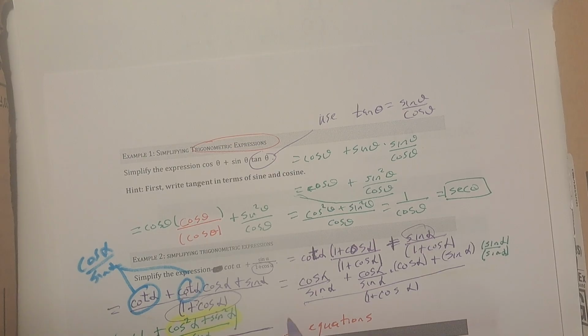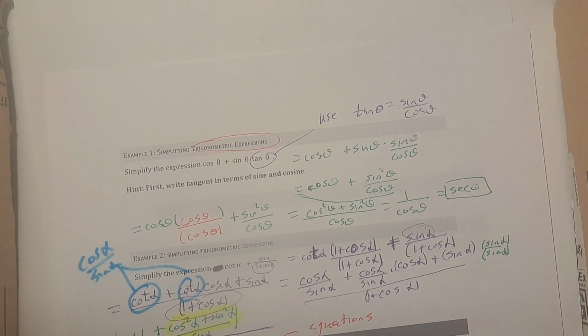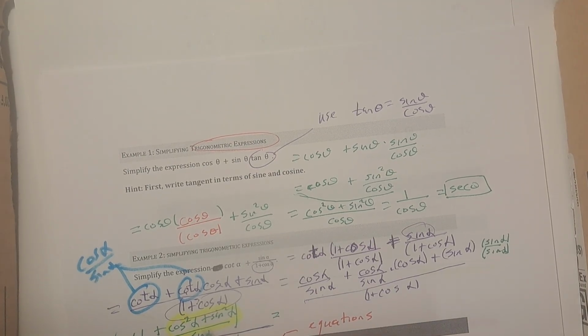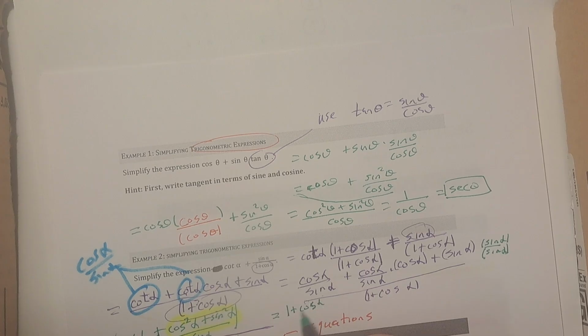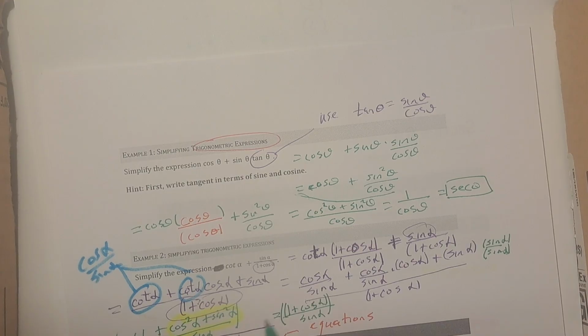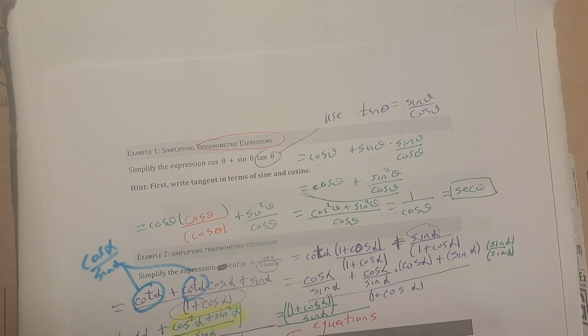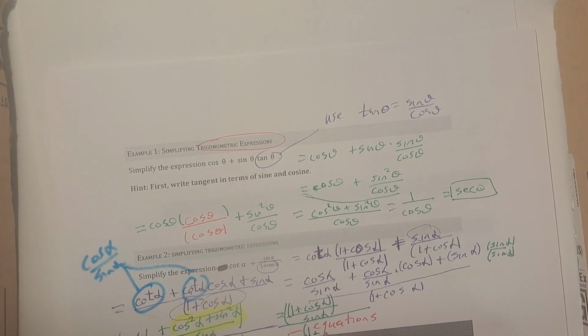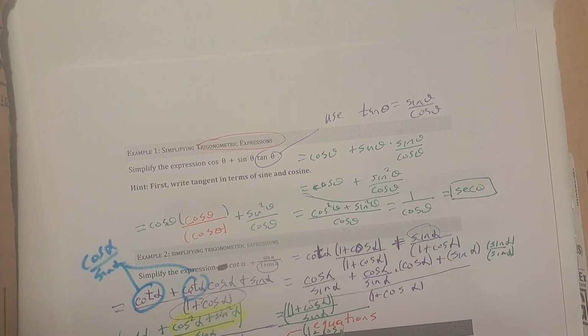So then I'll have 1 plus cosine of theta, or cosine alpha, I should say. That's divided by the sine of alpha. And I still have the 1 plus cosine alpha in the bottom. So that's divided by 1 plus cosine of alpha.